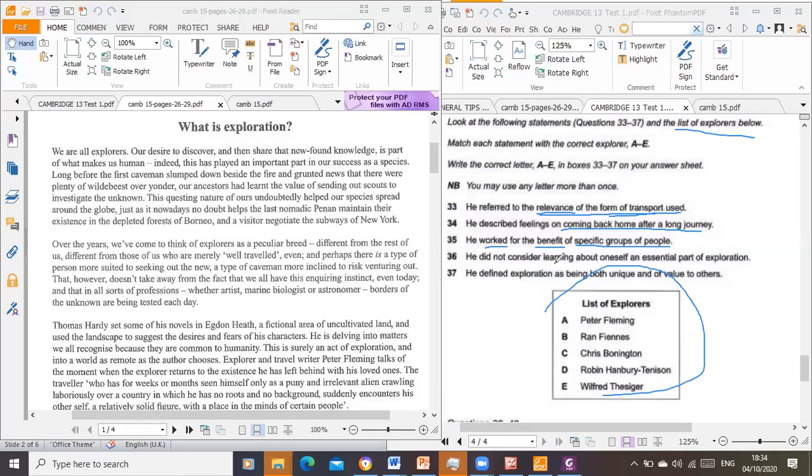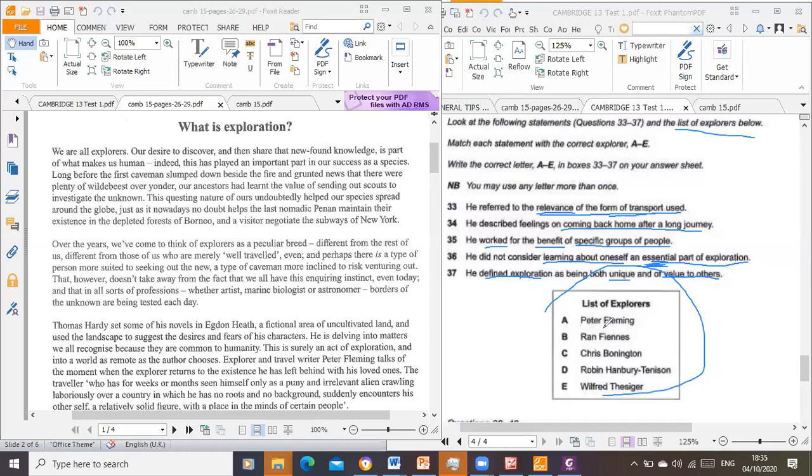It did not consider learning about oneself as an essential part of exploration. So one of them did not consider it as an essential part of exploration. Don't forget, essential would change the meaning. It could be that it is part, but not important, okay? It defined exploration, so definition here, as being both unique, so it is unique, and of value to others, not to the writer.